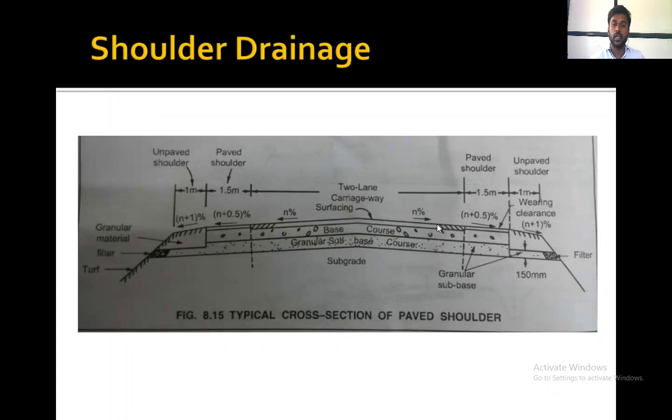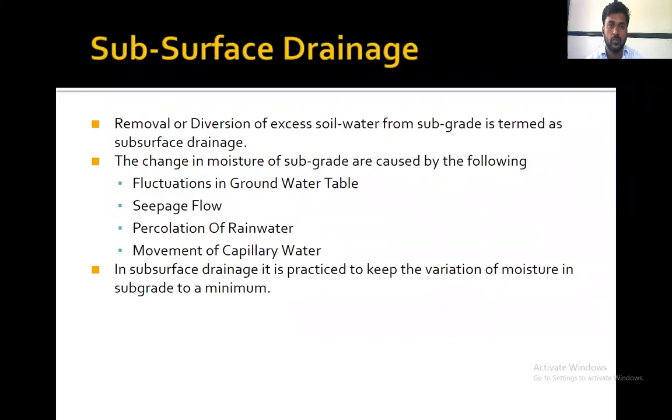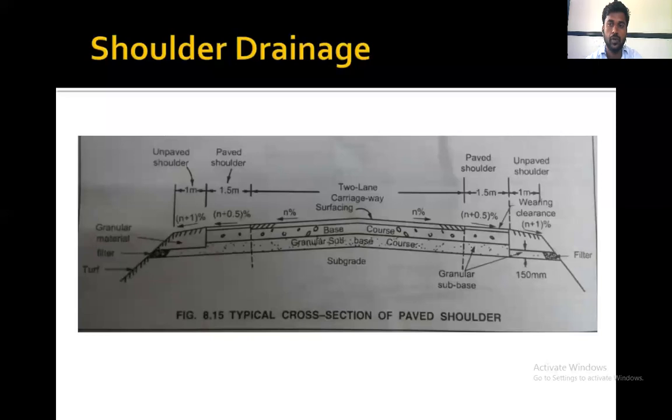The middle section is the carriageway of the two lane road. After that, paved shoulders are provided, and after that, unpaved shoulders. Along with that, a granular material filter is provided so that whatever water is coming is drained out easily below the shoulders, and filters are also provided here. We can observe this in the figure. Please draw this figure. Everyone, please draw this figure quickly.